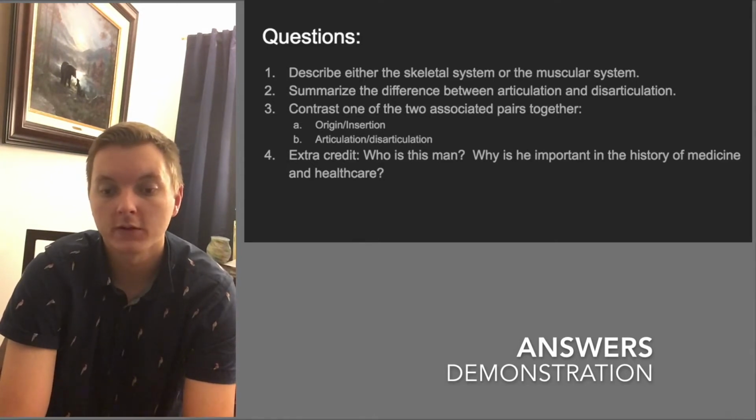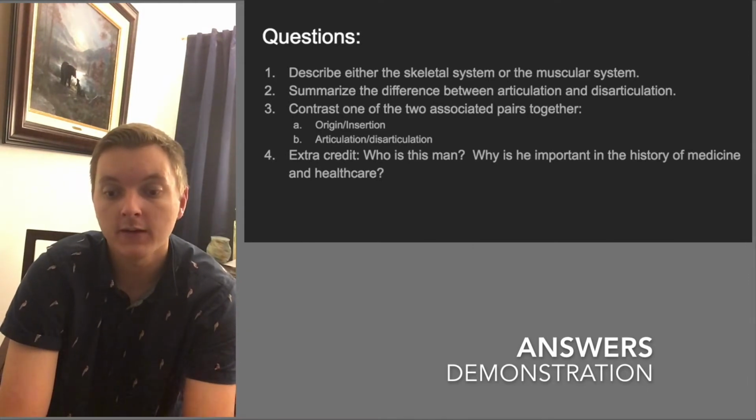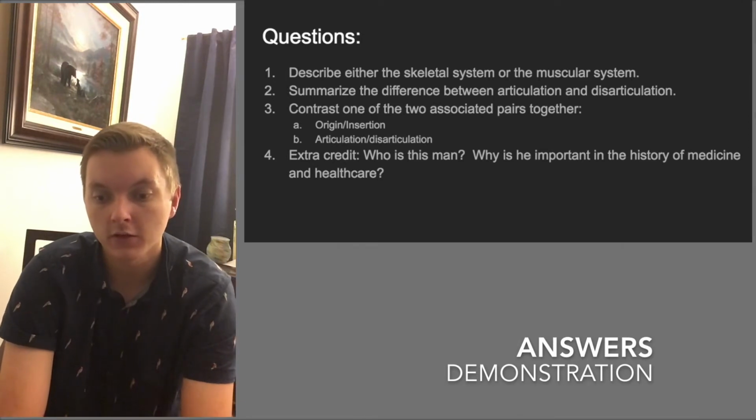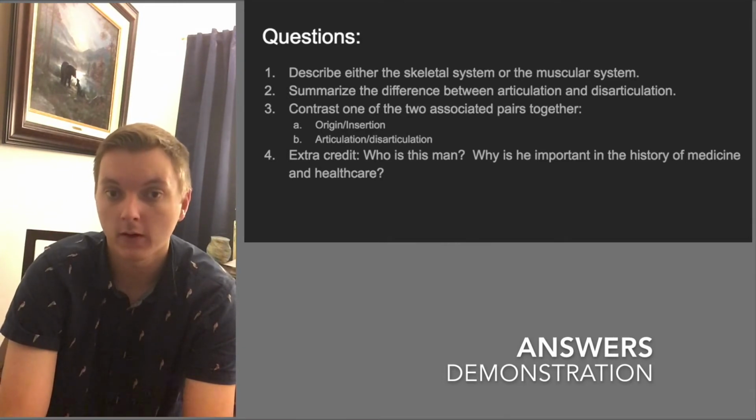The third answer corresponds to this question. Contrast one of the two associated pairs together. A, origin and insertion, or B, articulation and disarticulation. Already covering articulation and disarticulation, an origin such as a supraspinous fossa or infraspinous fossa is exactly how it sounds. An insertion such as a greater or lesser tubercle is exactly as it sounds.